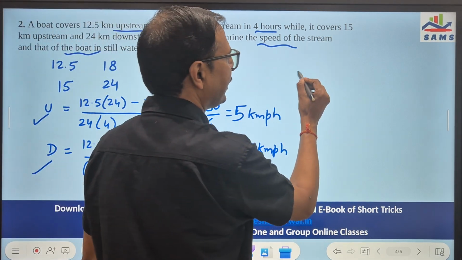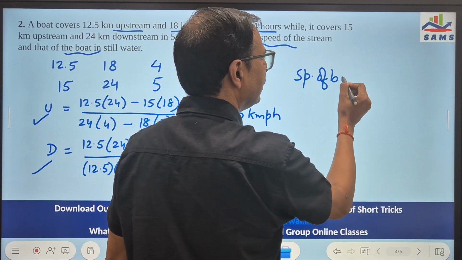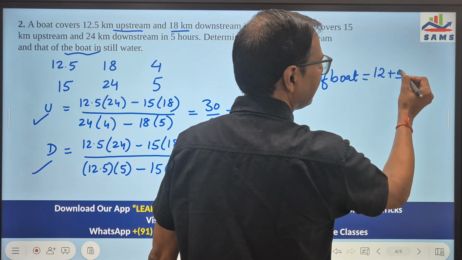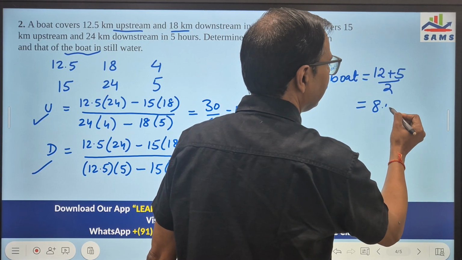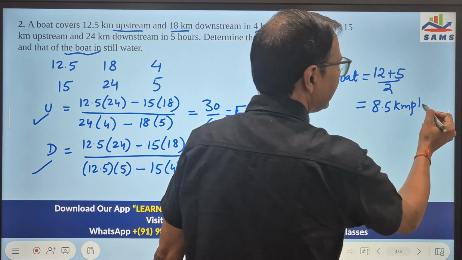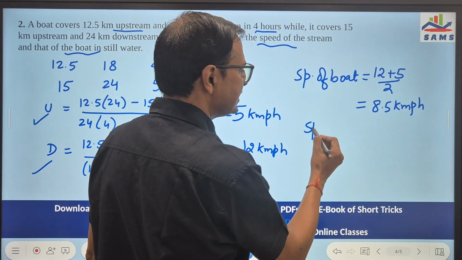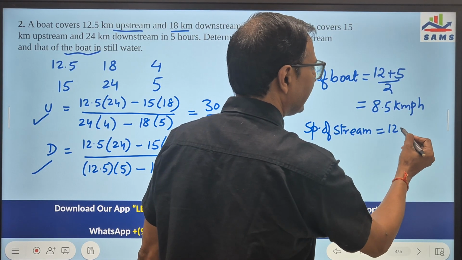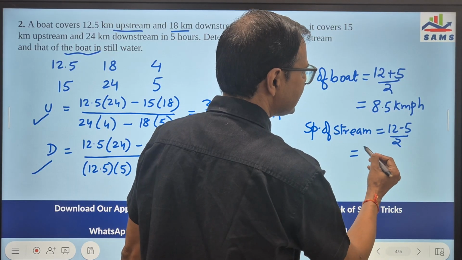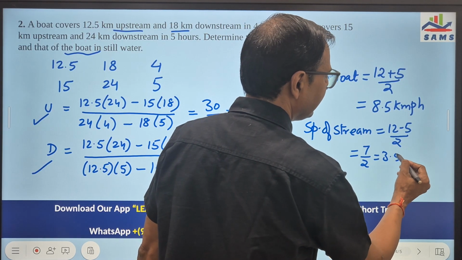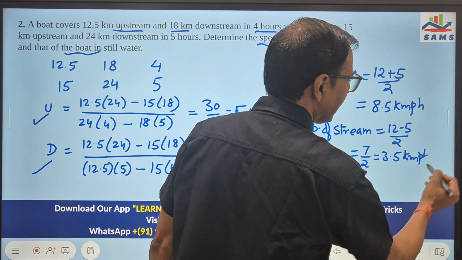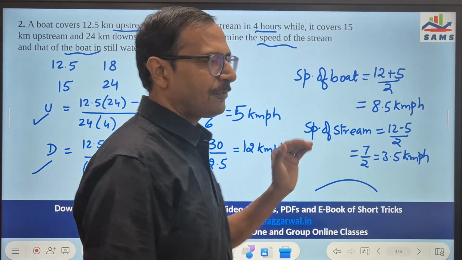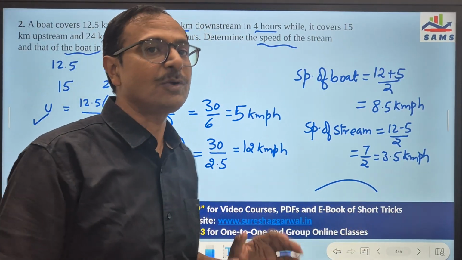Now if you have to find the speed of both, what do you have to do? You have to add them and divide by 2. 12 plus 5 upon 2, 17 by 2, 8.5 kmph is the speed of boat in still water. Likewise, the speed of stream will be, take the difference this time, 12 minus 5 upon 2. 12 minus 5 is 7, 7 upon 2 is 3.5 kmph. See how wonderfully the trick works and how quickly we can find the solution. As compared to the first question, we have taken much less time in question number 2.